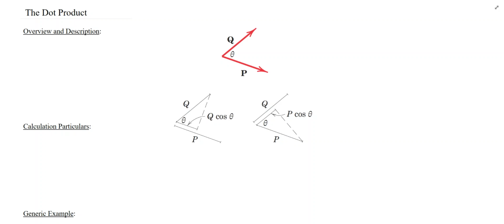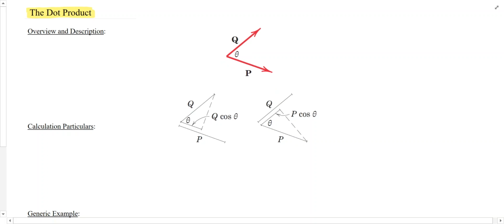All right, in this video, I really want to acquaint you with one of the two primary vector operations that we do in mechanics, and that is the dot product. So the dot product can really be thought of as the amount of one vector which points in the direction of another vector. That is one way to think about it.